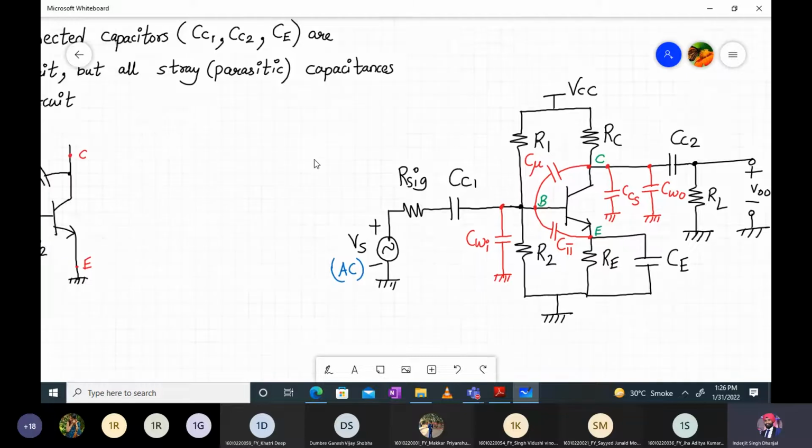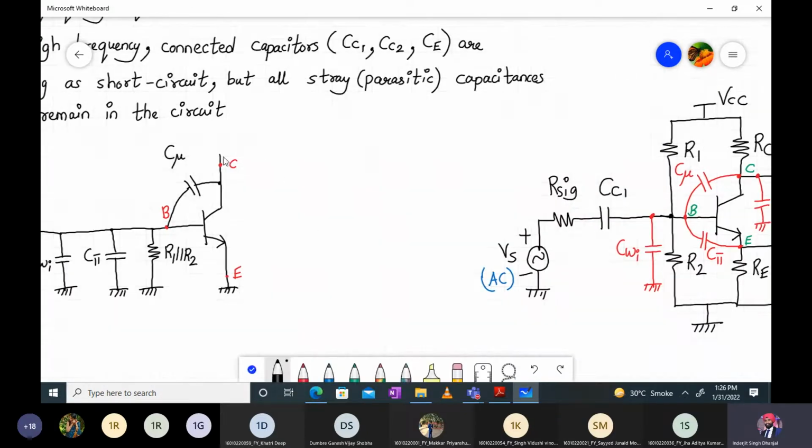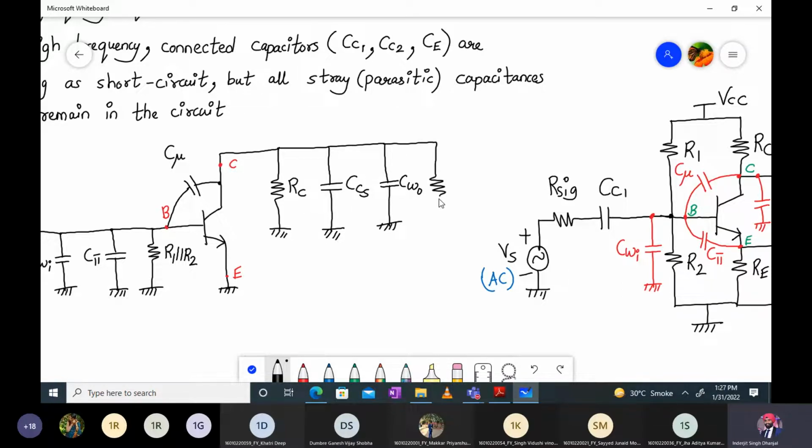So let me draw that now on this side. On the collector side, first of all, I have RC. So this is my RC. Then I have CWO, CCS I can say, CCS, and I have another CWO, the output winding capacitance. And then I have RL. This is RL, and finally I have the output over here.